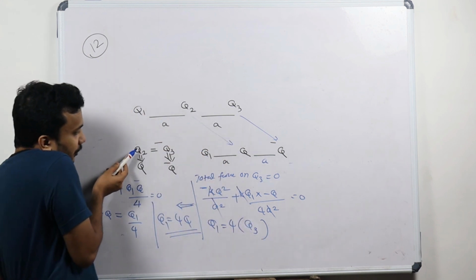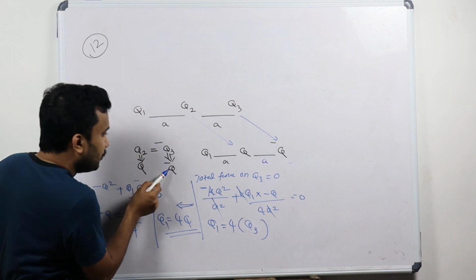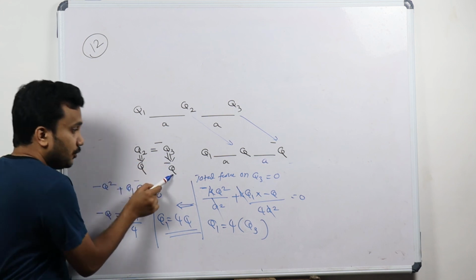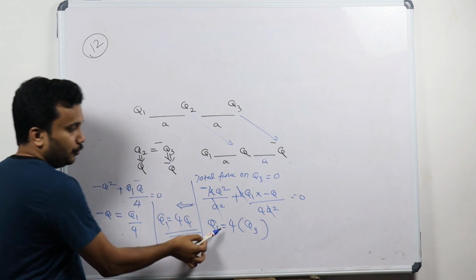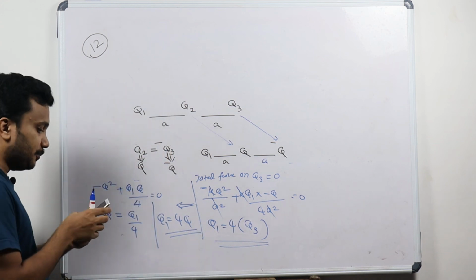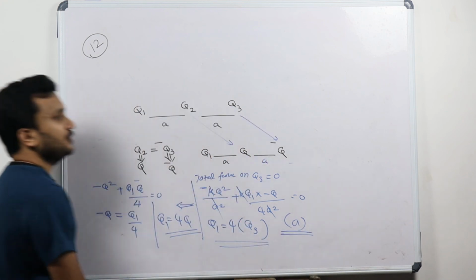I assumed Q2 is equal to plus Q, and Q3 is equal to minus Q. Minus Q3 is equal to plus Q. So Q1 is 4 times Q, which means 4 times Q3. This matches with your option A. So option A is the right answer for this question.